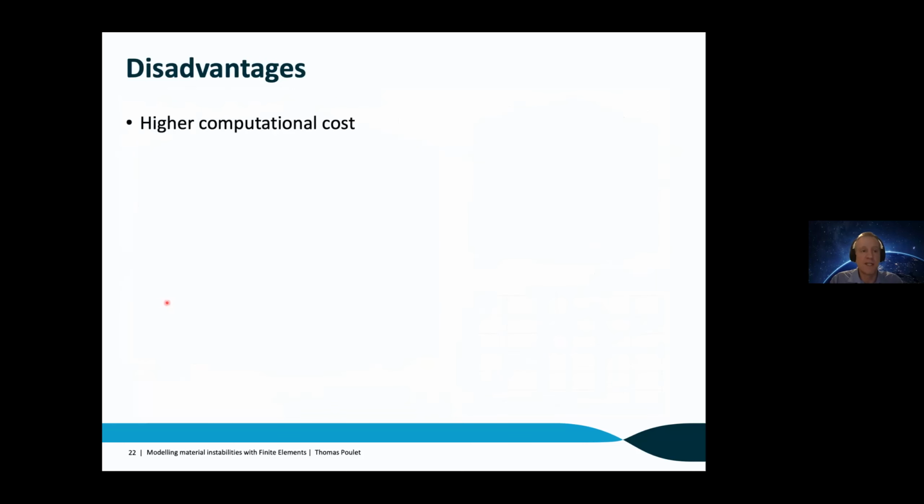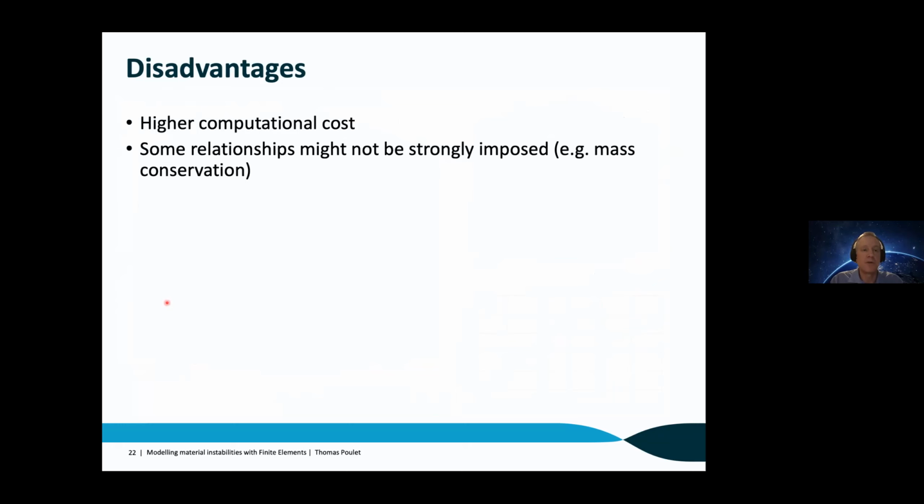Now, in terms of disadvantages, I mentioned the fact that it is a much higher computational cost compared to other methods like differential schemes. And also people point out that some of the relationships might not be strongly imposed. Again, nothing is perfect, but everything is addressable. So if this is a problem for you, there's plenty of work being done to ensure that you can really constrain your mass conservation in finite elements, for instance.